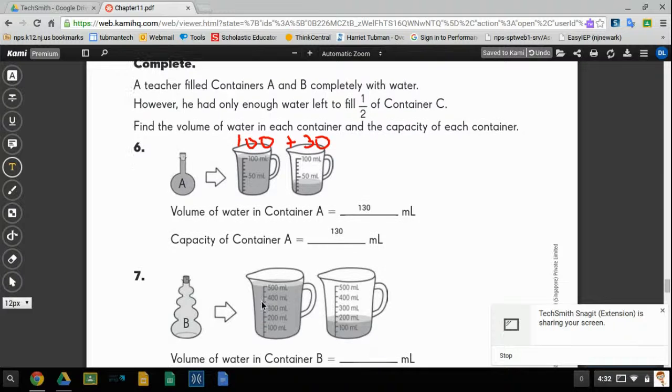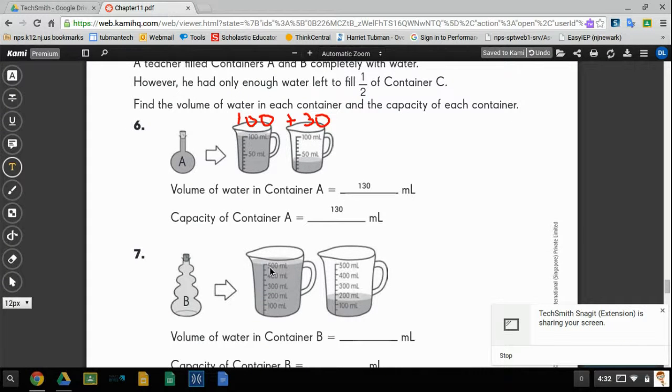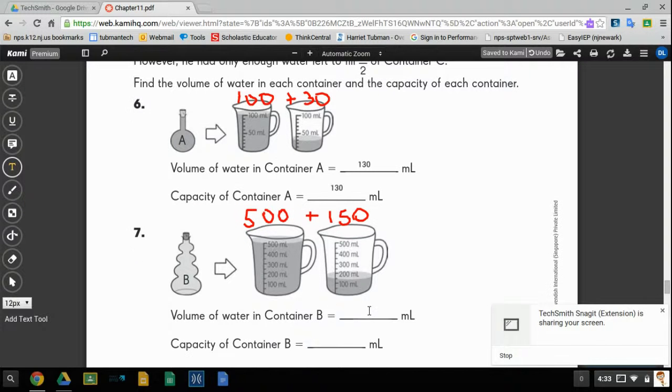Let's look at B. So the capacity of B, that right there, that's 500 milliliters. Over here, again, these are your 50s, so 50, 100, 150. So this is 150. And when I put it together, 500 and 150, I get 650 milliliters. So the capacity of container B is 650 milliliters.